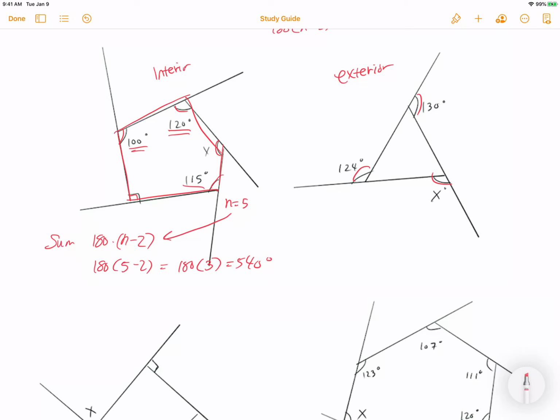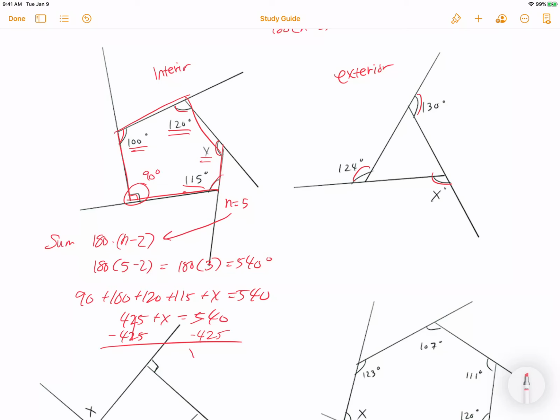When you add all of these angles up, and don't forget that this is 90 degrees: 90 plus 100 plus 120 plus 115 plus x gives you 540. In other words, you add them all up, and then you subtract it away from 540. So 90 plus 100 plus 120 plus 115, that's 425, plus x is 540. Subtract 425 on both sides of this equation, and you get x is equal to 115 degrees.